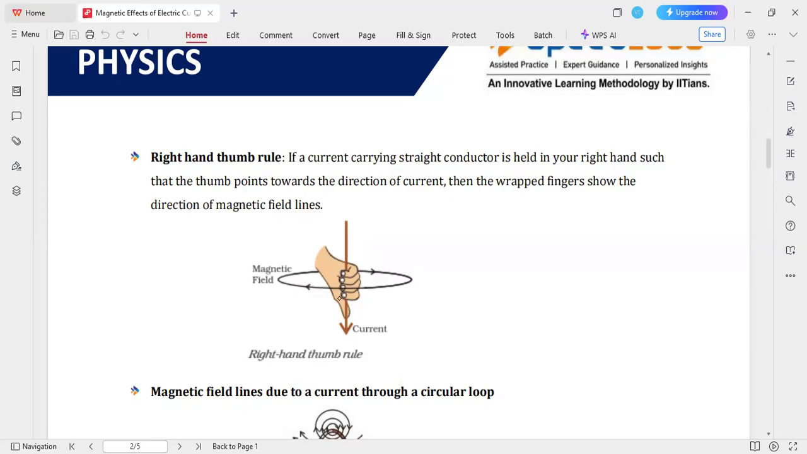Let's check. This is the conductor, children, and current is going from top to bottom. So you hold the current carrying wire in such a way that the thumb points in the direction of current, then the curling fingers point in the direction of magnetic field lines. Here you can see the curling fingers are clockwise. So yes, this is according to the right hand thumb rule.